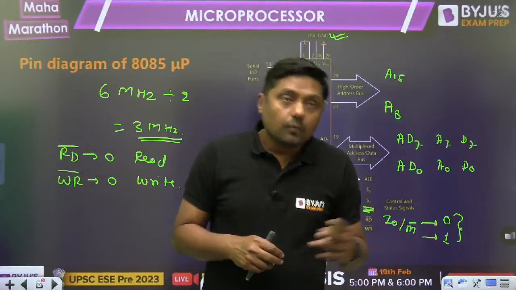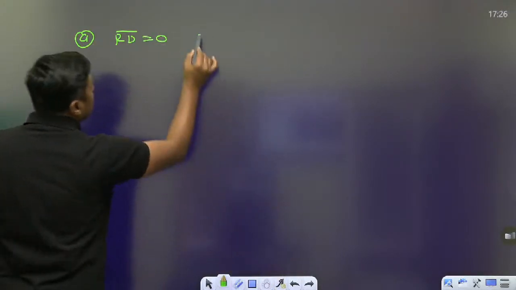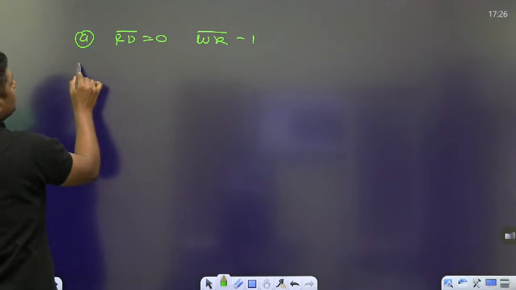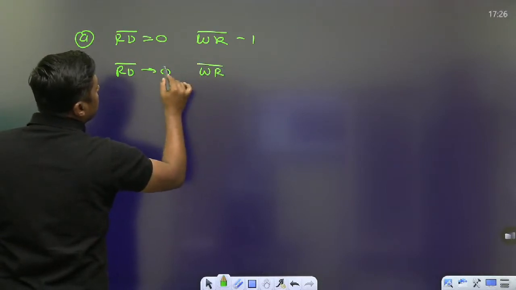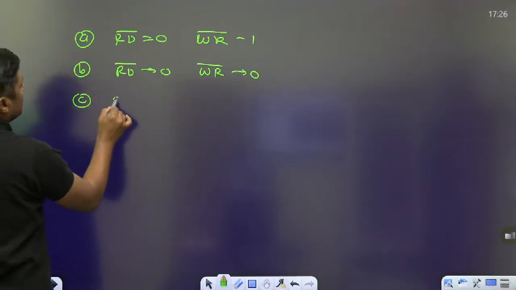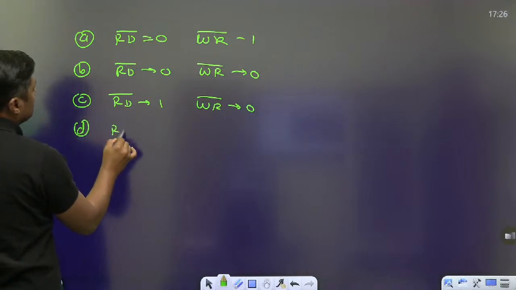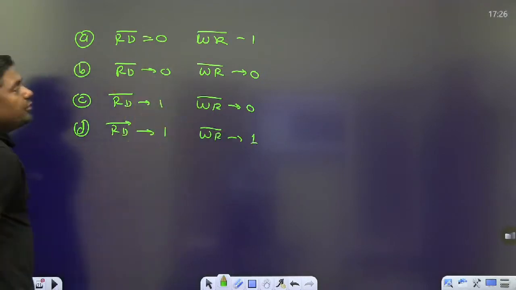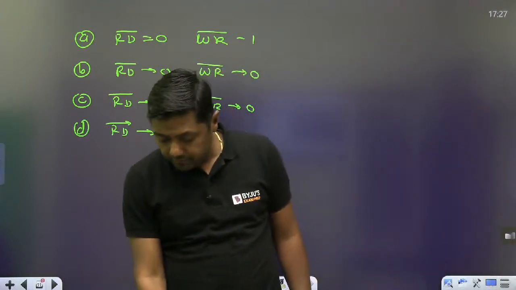So that may be the question. What will be the question? Please tell me which option is correct, for example, about read and write. A: Read is equal to 0, write is equal to 1. Yes, it is possible. It is called a read operation. B: Read 0, write 0. C: Read 1, write 0. D: Read 1, write 1. Which one is not possible here? Everyone give me the answer. This type of question comes from the pin diagram.